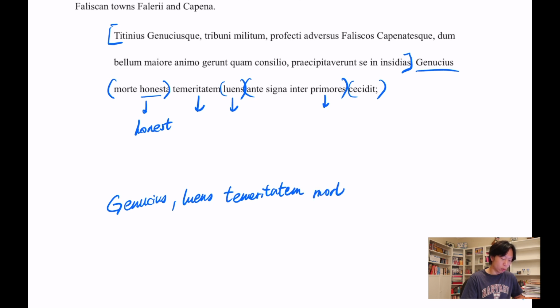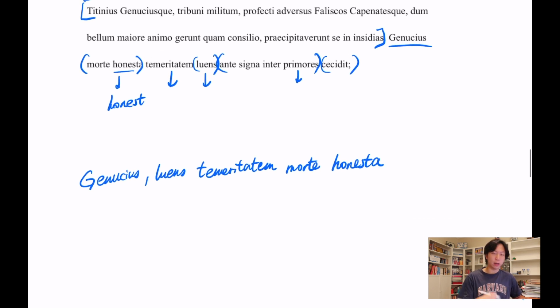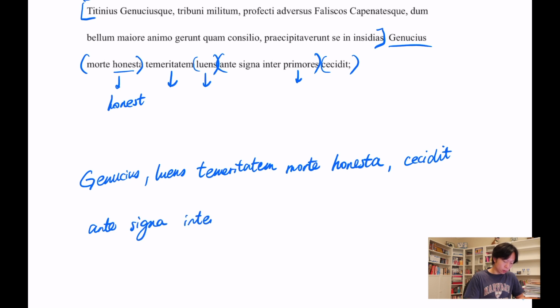morte honesta. I think morte honesta, I'm not too sure where it goes because it's like its own little ablative phrase. But I'll put it here for now and adjust it depending on the translation. And then kekidit, because I know it means fell. Kekidit ante signa inter premores.